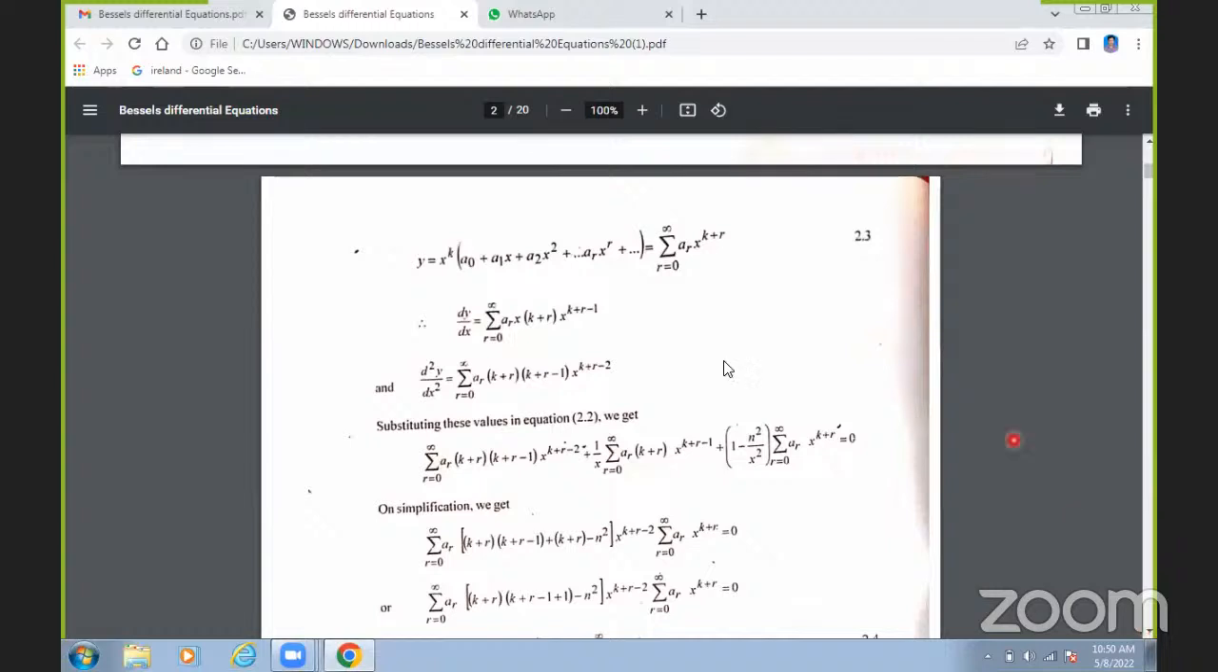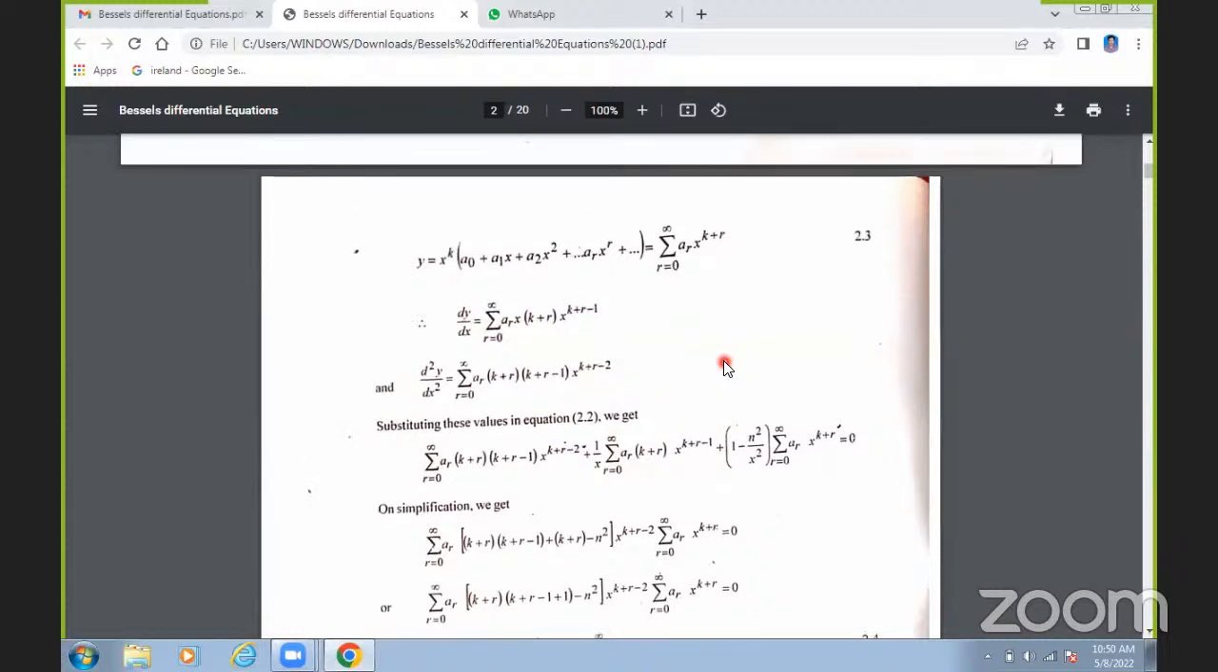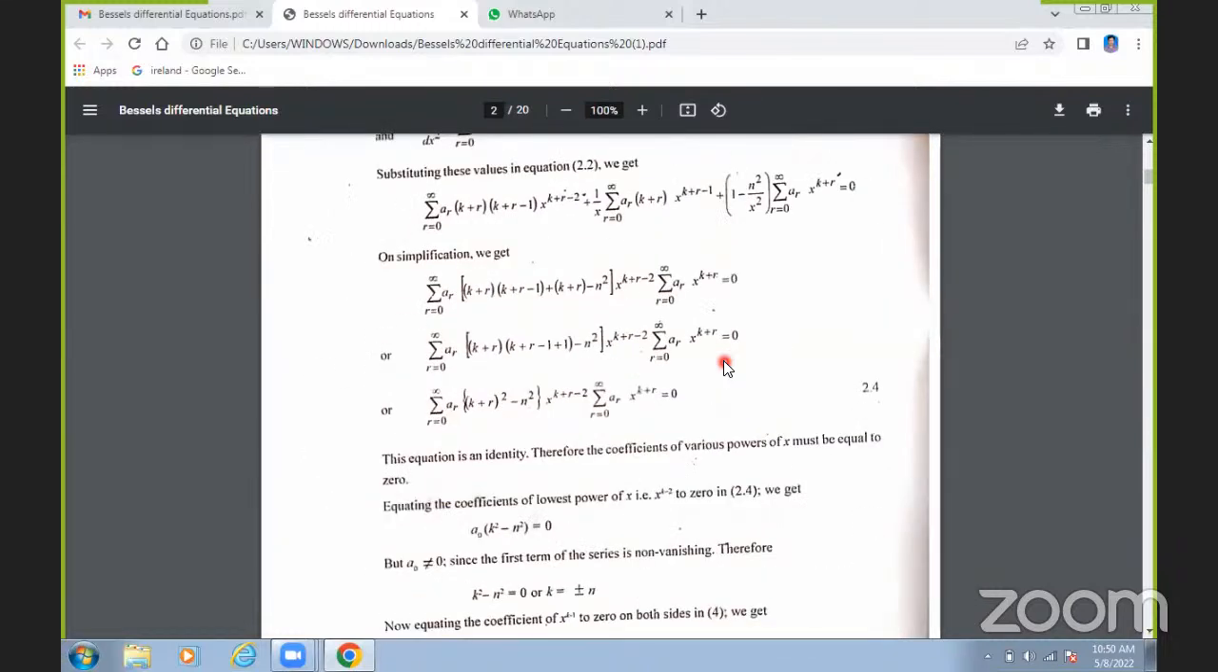So after writing this, we have to simplify. That means we have to rearrange the terms. In this, if you rearrange, as a coefficient of x to the power of k plus r minus 2, one term we are going to get. Another term as a coefficient of x to the power of k plus r. So this entire two terms combined, we have written as the coefficient of x to the power of k plus r minus 2, and this entire term as the coefficient of x to the power of k plus r.